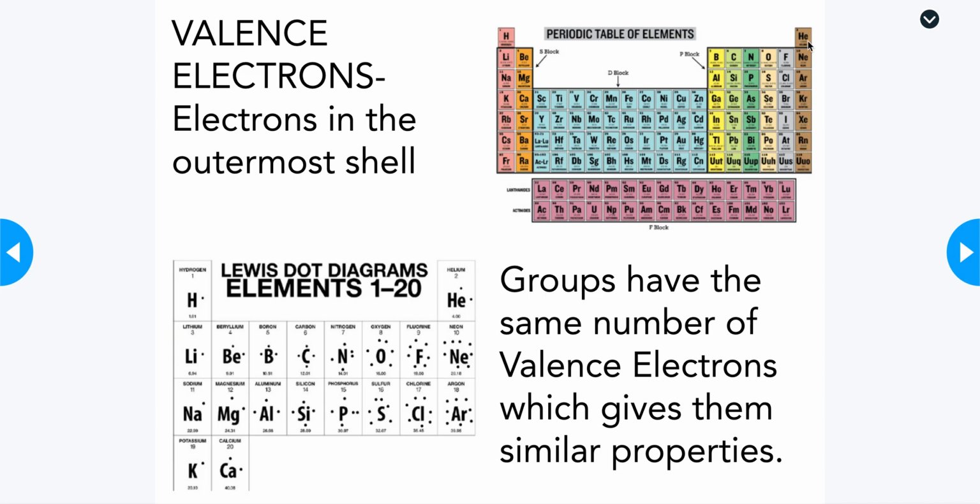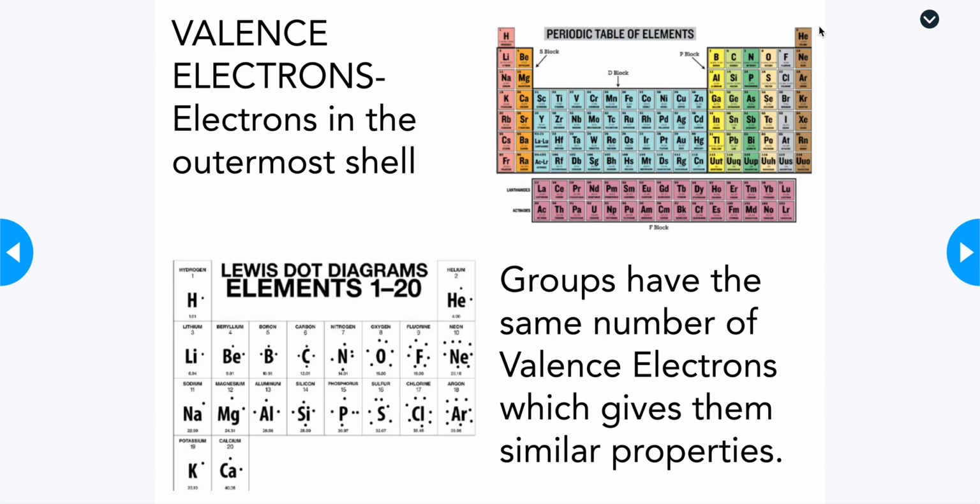And then your noble gases, helium, neon, argon, krypton, xenon, and radon, they all have a full outer valence shell. So you could think of them as having 8, or 2 in helium's case, or you can just think of them as having 0 valence electrons because their outermost shell is full, and so they don't really have any valence electrons to share.